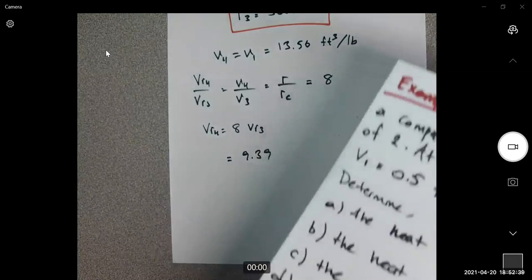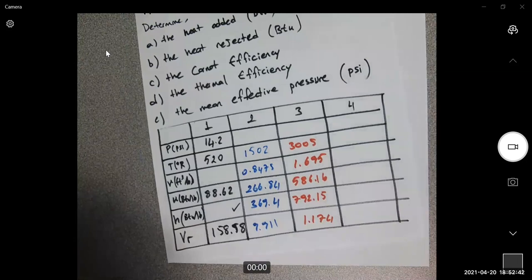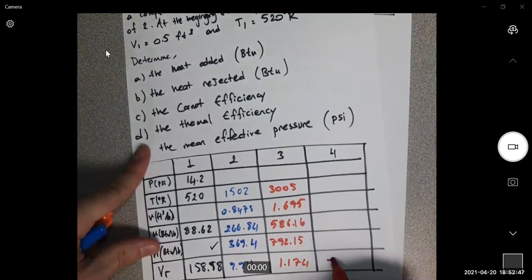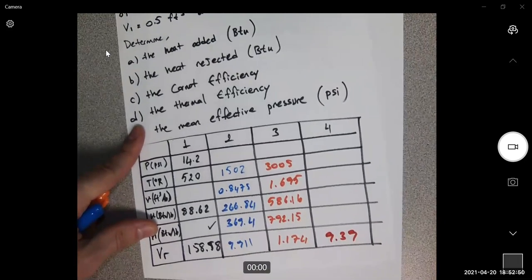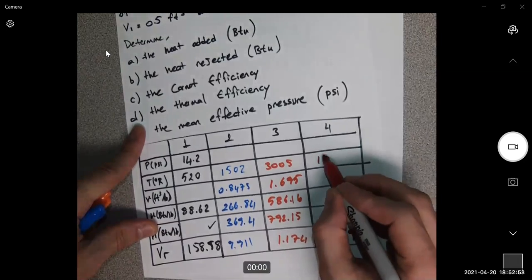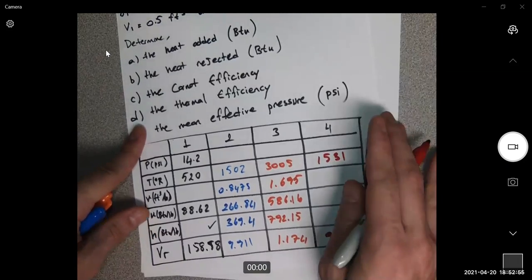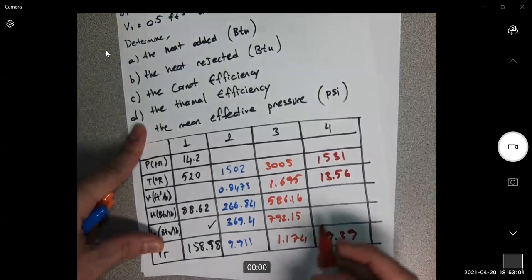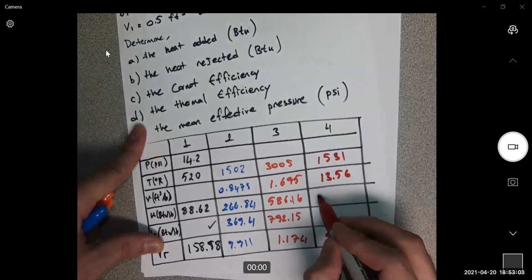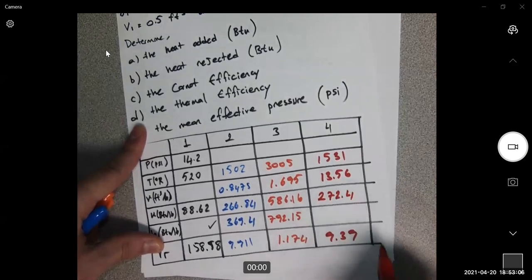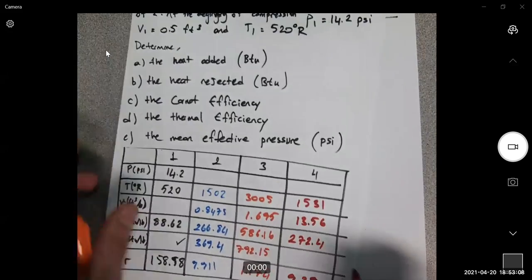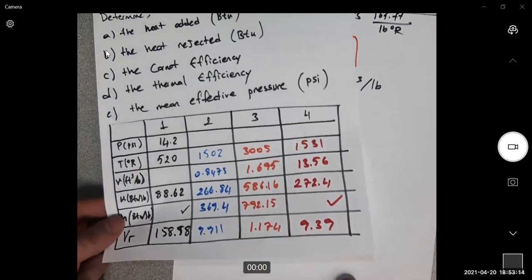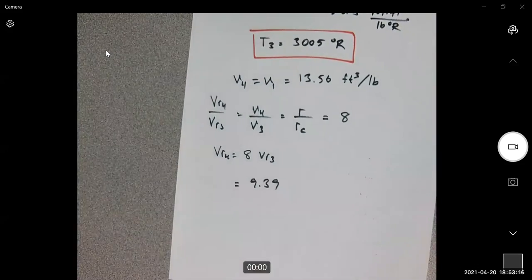By knowing my vr, I can complete my table now. So vr is 9.39. I find my temperature, 2515.1. I know my specific volume, 13.56. I can read my internal energy from the table, 270. I can also find my enthalpy if I need it. I completed my table, so I'm ready to complete the solution.